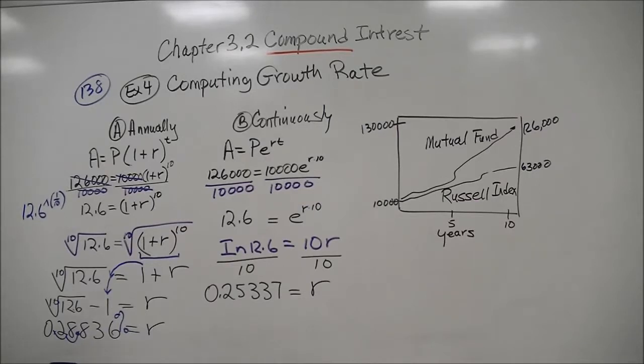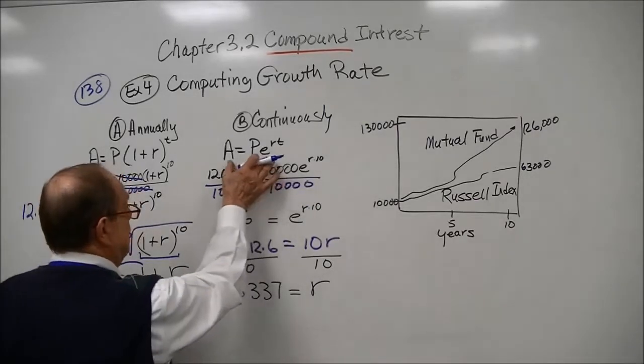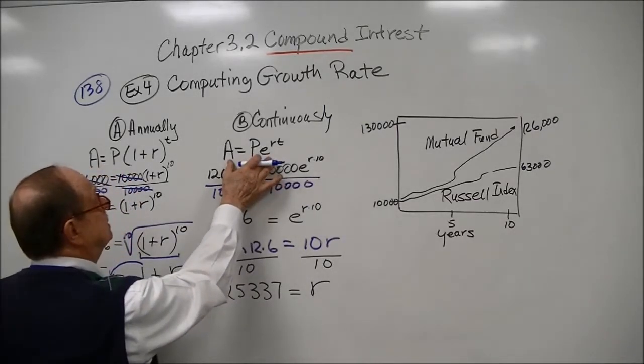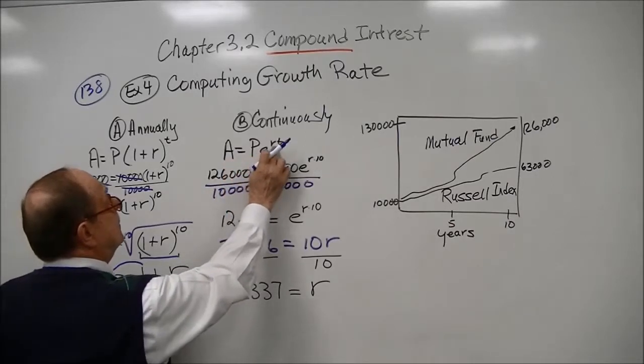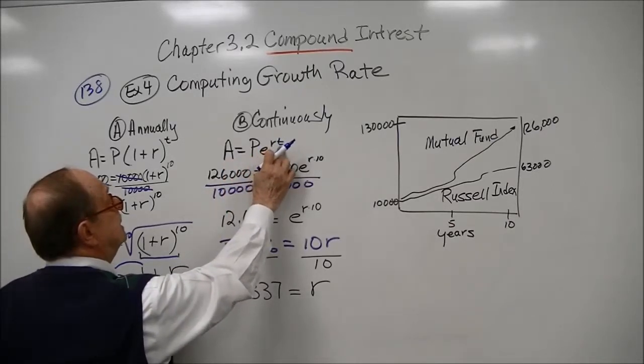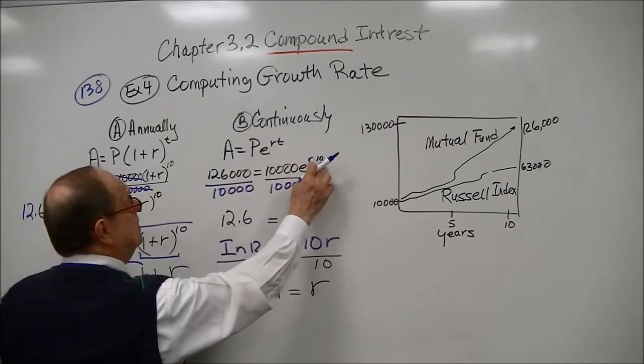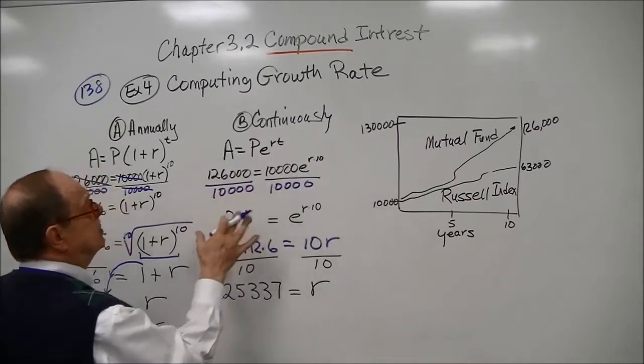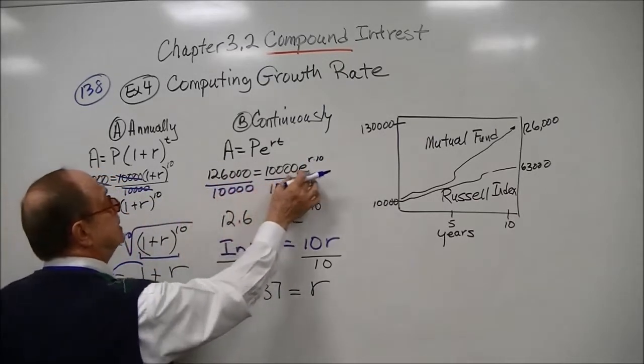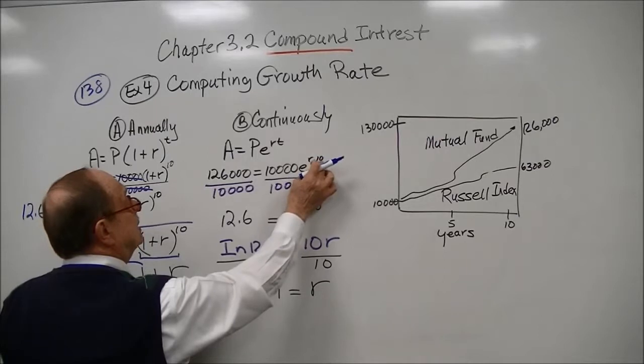Now let's go to continuously. There's the special formula. Again, we want to find that R that's in the RT up there. And we know the time is 10 years. So again, we're going to do much the same. We want to isolate the E^RT.